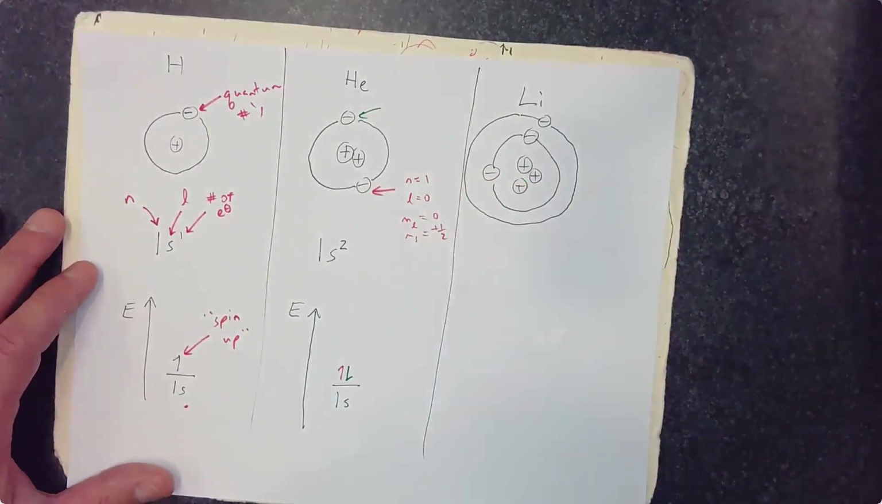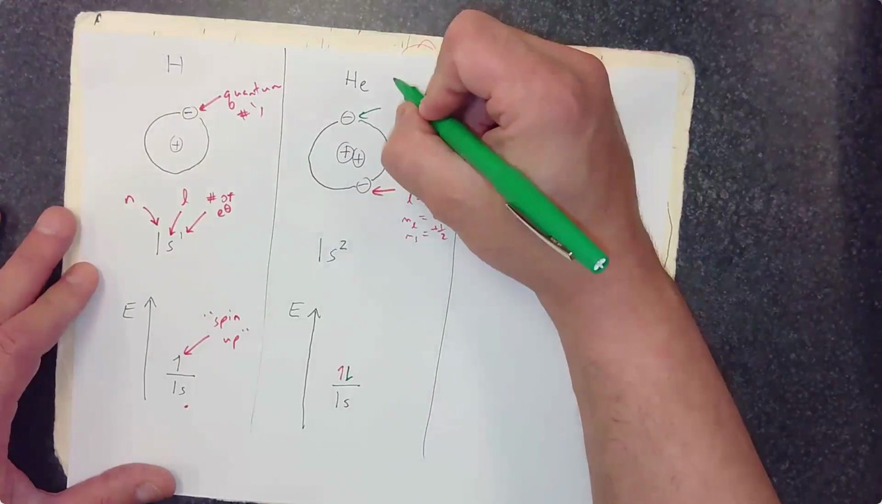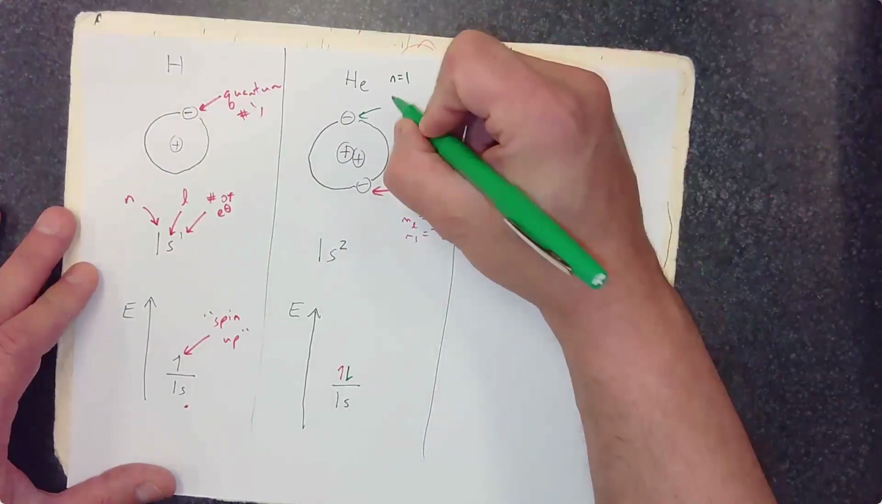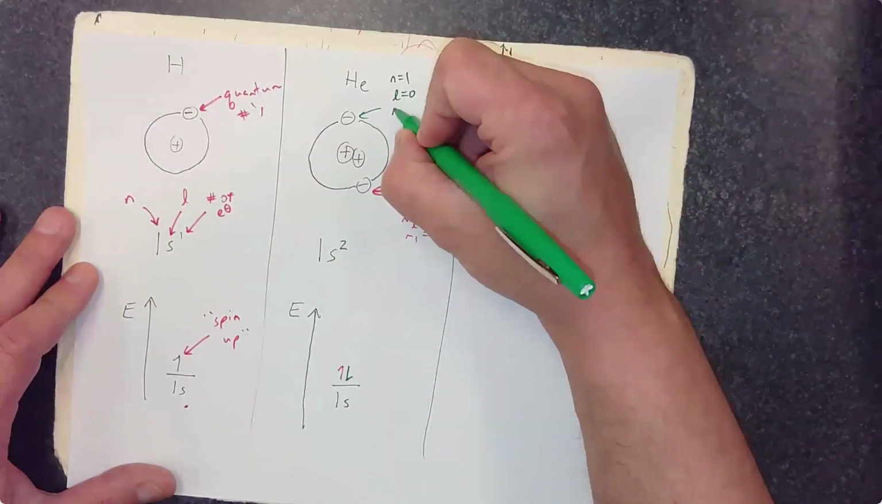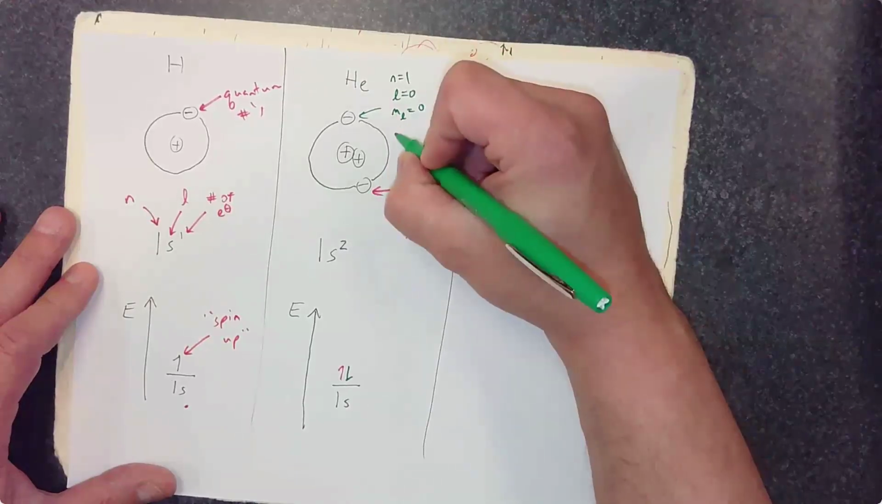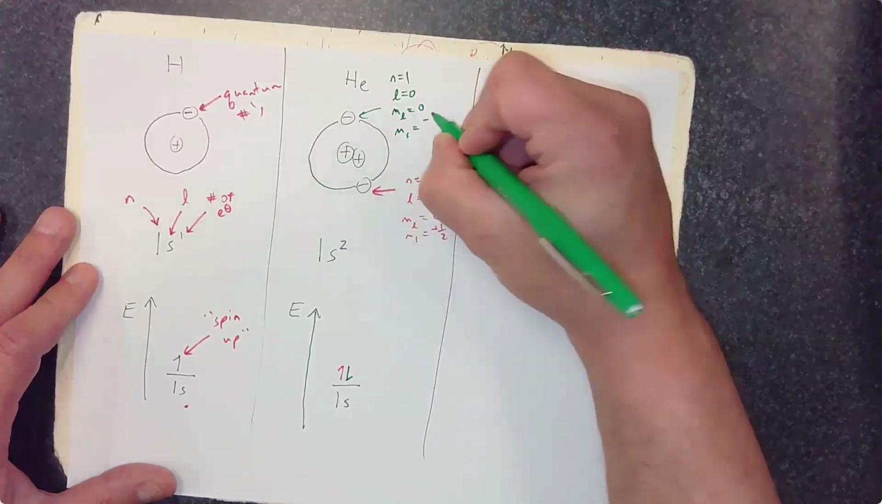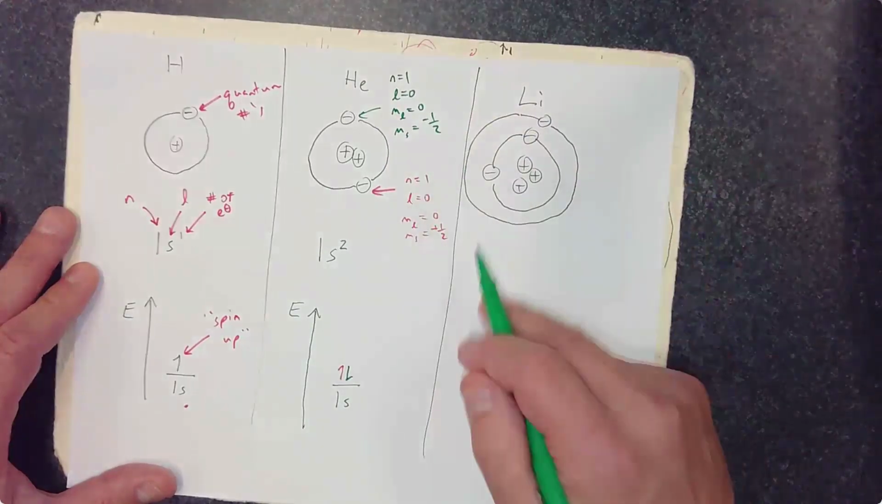And I'm glad we did that. And the green one is going to be N is equal to 1, L is equal to 0, M sub L is equal to 0, M sub S is equal to minus 1/2. So there is a difference.